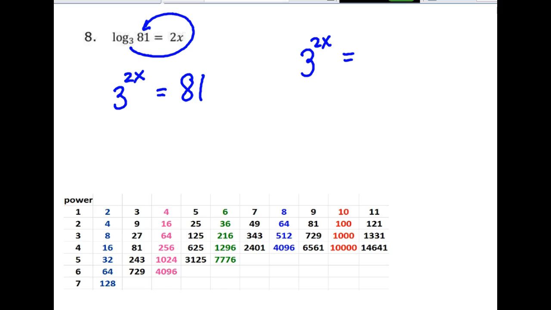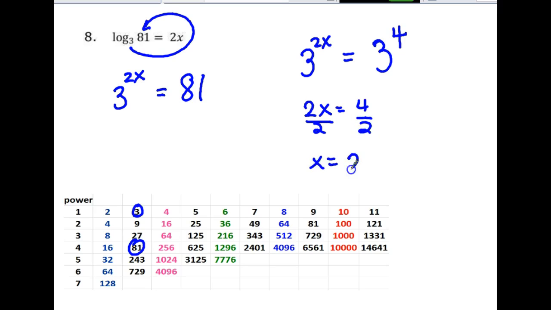So what we need to do is find 3 and 81 in the same column. So we're going to change it to base 3. 1, 2, 3, 4. Sorry. So 81 is 3 to the fourth power. That's equal to 81. I have to change it to the same base. So if the bases are equal, then the exponents have to be equal also. So x has got to be equal to 2.